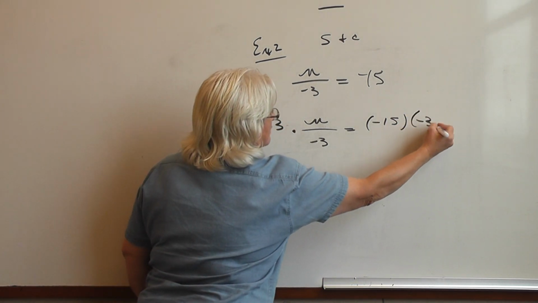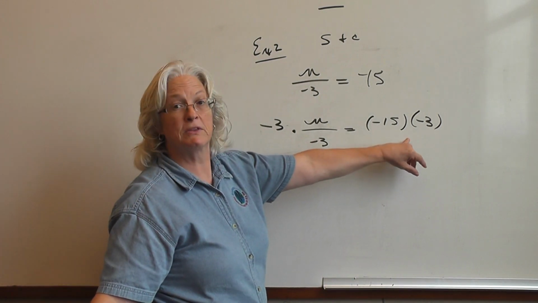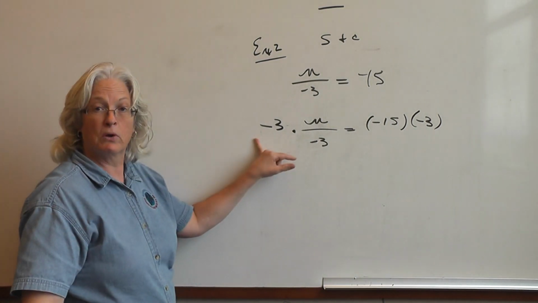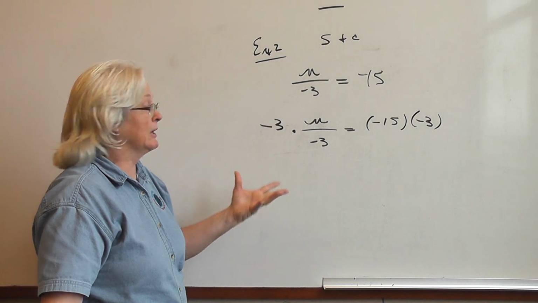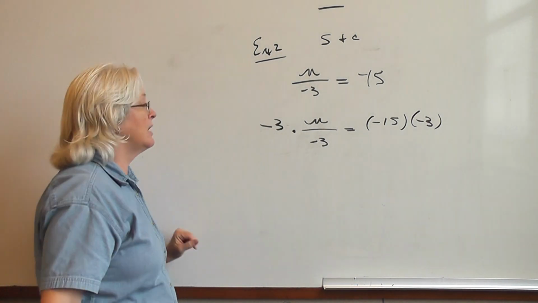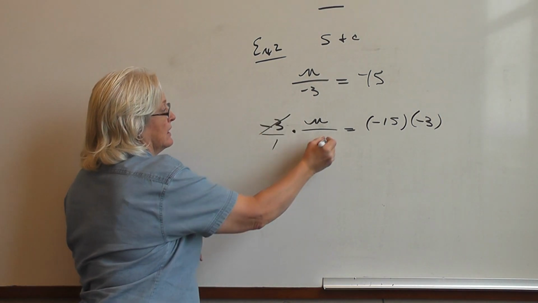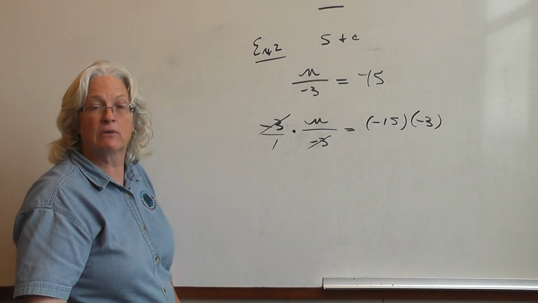Multiply both sides of that equation by a negative 3. Now, I very intentionally used parentheses here. I didn't use parentheses here to show you it means the same thing. Now, we have a numerator and denominator that are the same. You can cancel those because they are common factors.